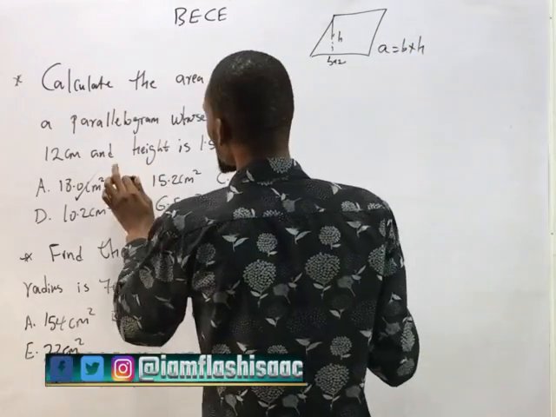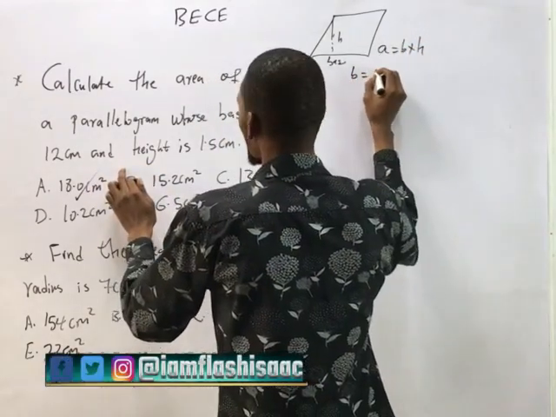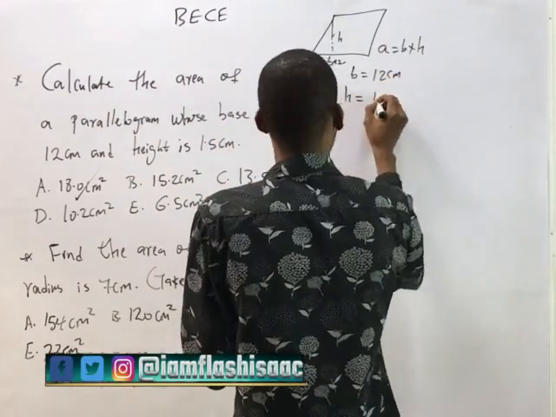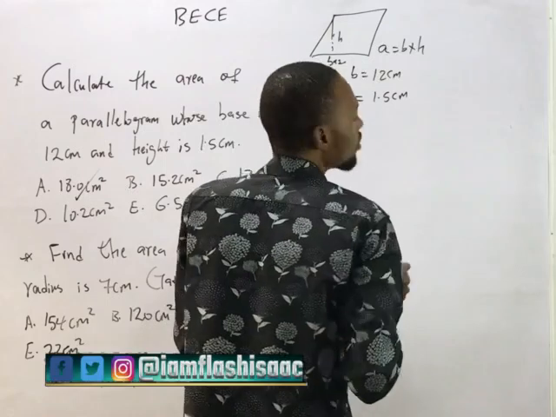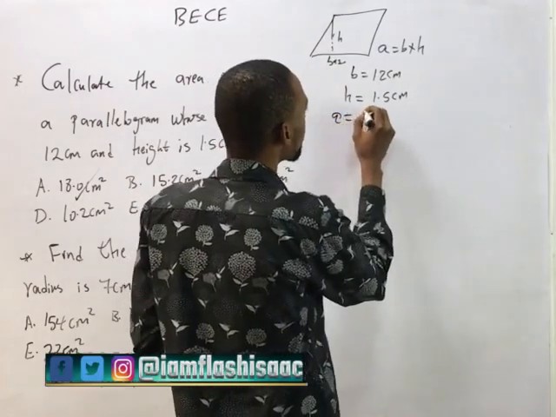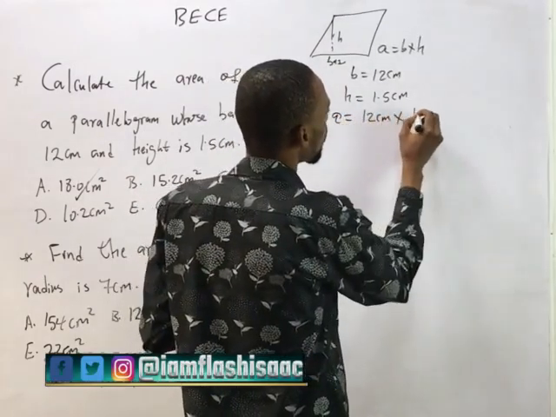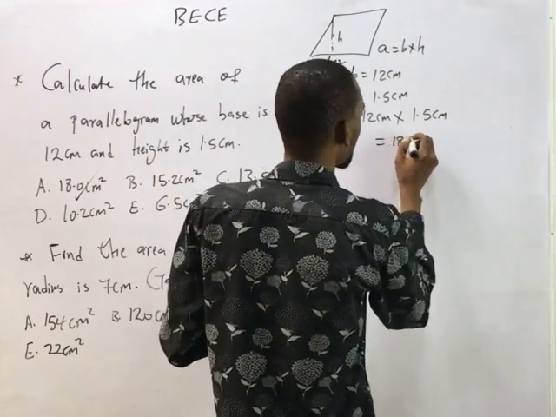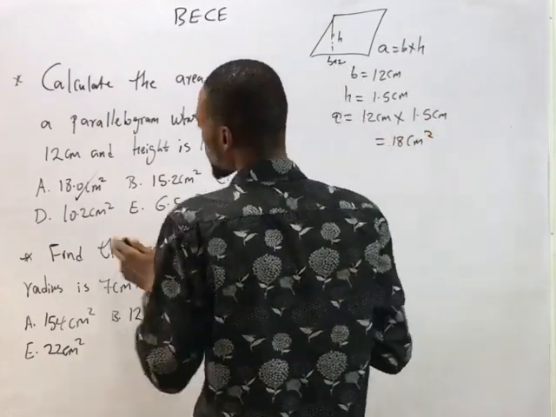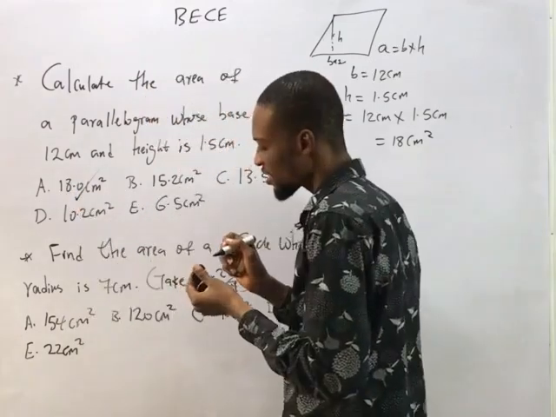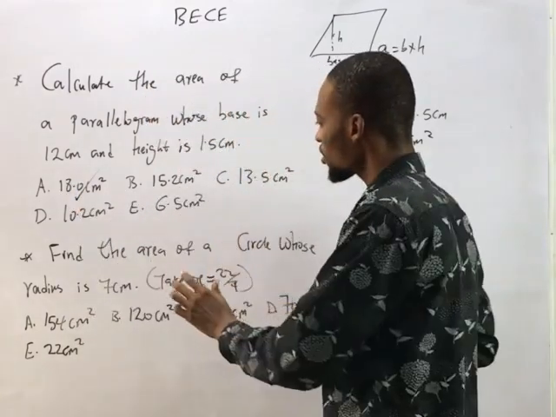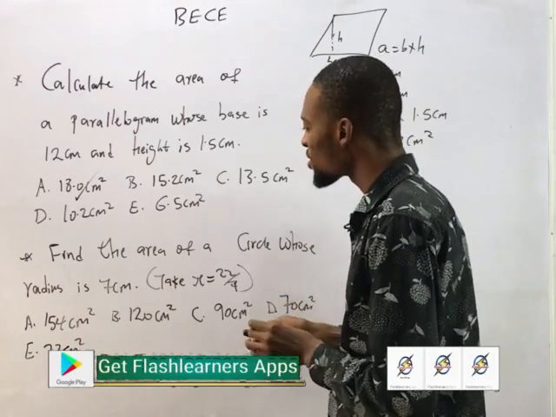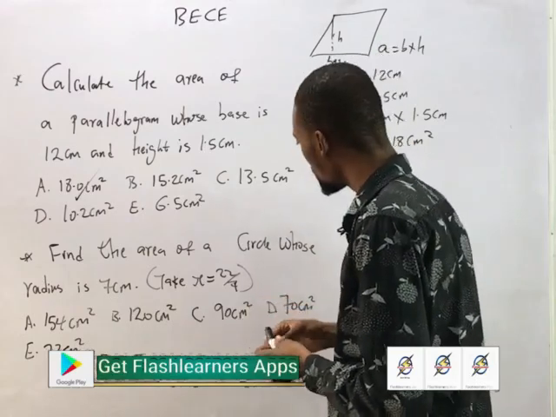From this question, they gave us the base, b, equals 12 cm, and the height, h, to be 1.5 cm. So the area A will be 12 cm times 1.5 cm, and that will give you 18 cm square. So which is option A. Option A is correct. The second question says, find the area of a circle whose radius is 17 cm.